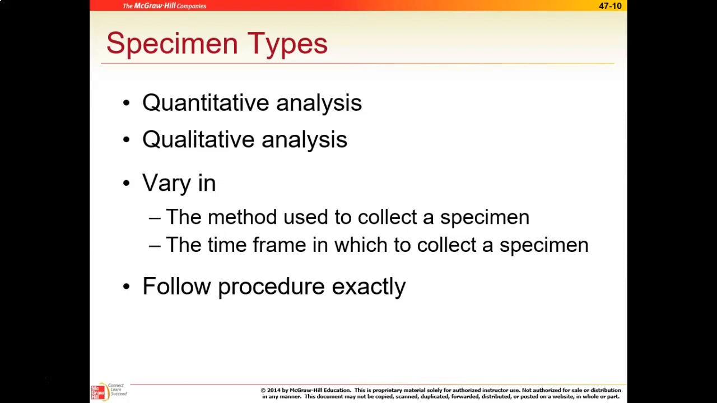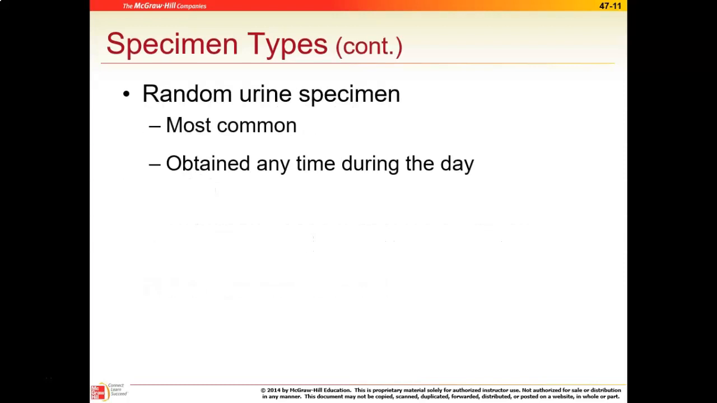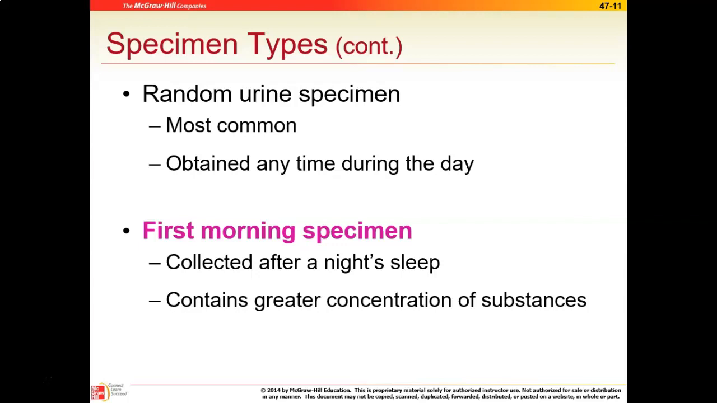And so when we're looking at different specimens, we want to make sure, once again, that we collect our specimen appropriately and make sure we educate the patient on the time frame in which to collect that specimen, okay? Procedure following is very important with these. Okay, so let's talk about the 5 different kinds of urine specimens that we can obtain.